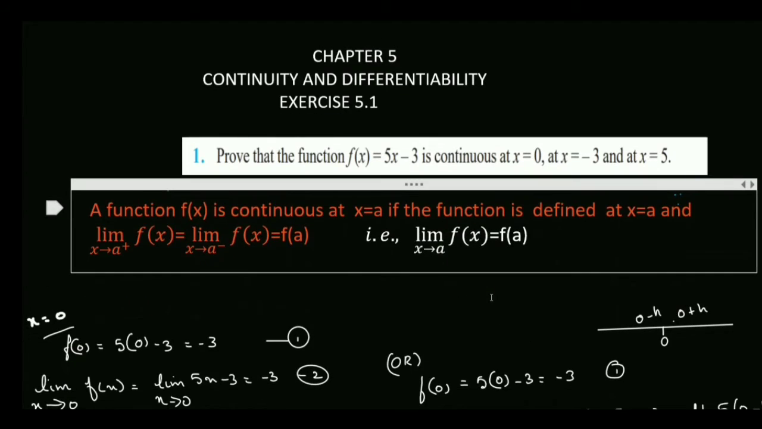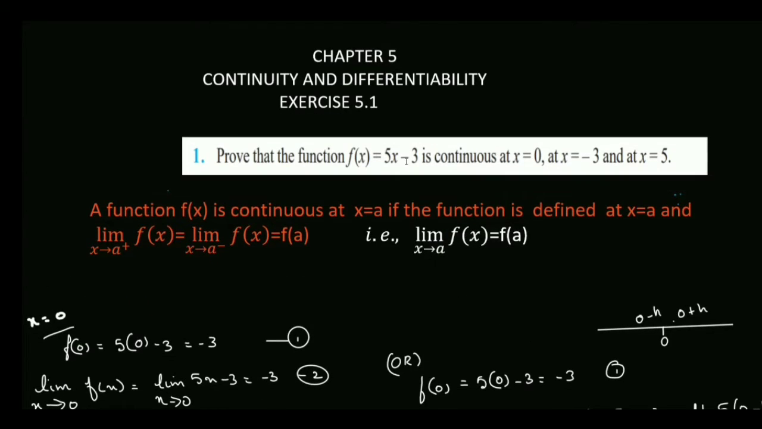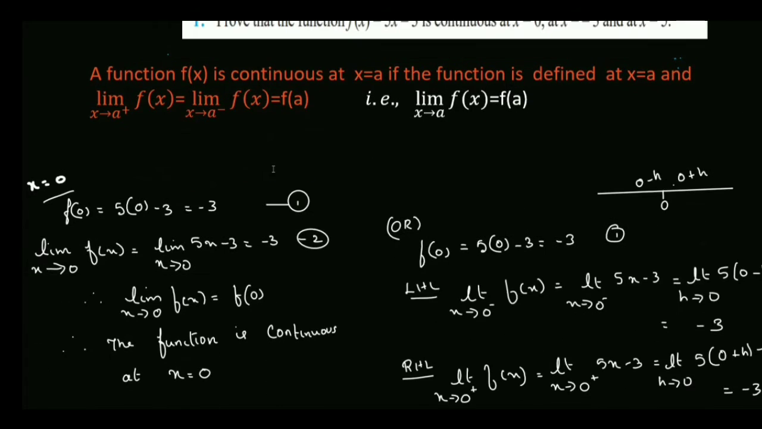So let us prove the first question. Prove that this function is continuous at x is equal to 0. So at x is equal to 0, how do you prove it is continuous? First we have to find the functional value. Function is f of x is equal to 5x minus 3. Functional value means you have to substitute x is equal to 0. So you get 5 into 0 minus 3 is equal to minus 3.